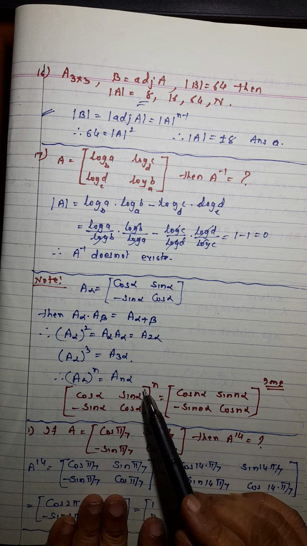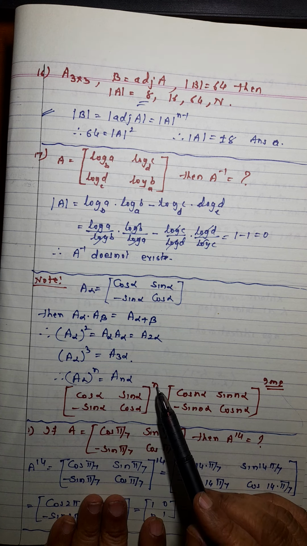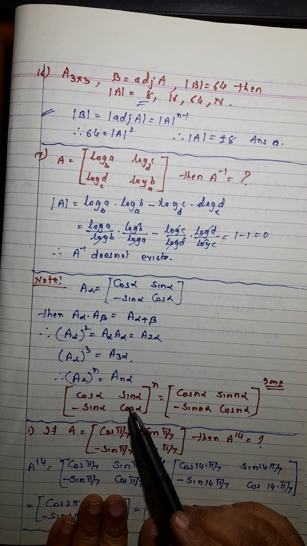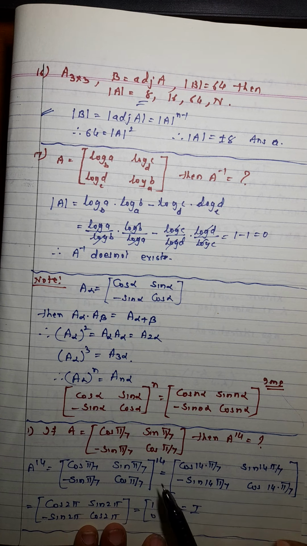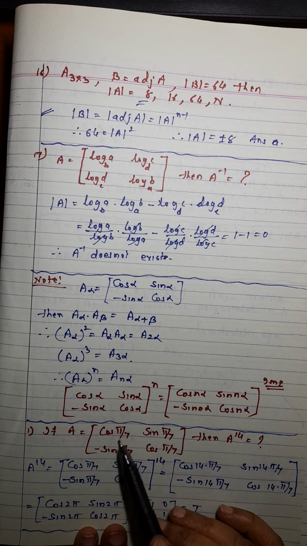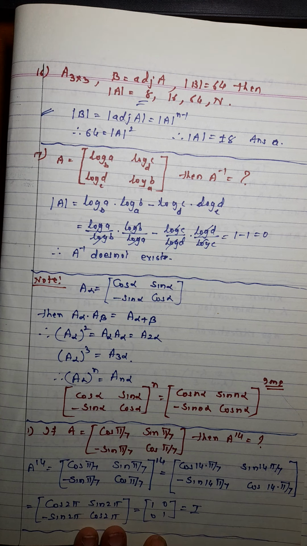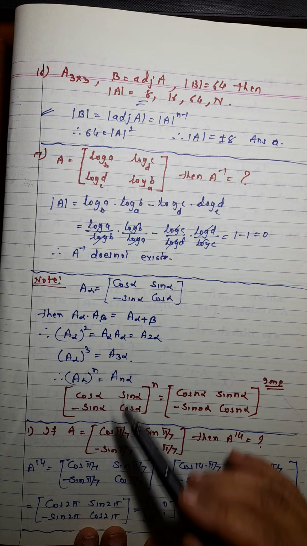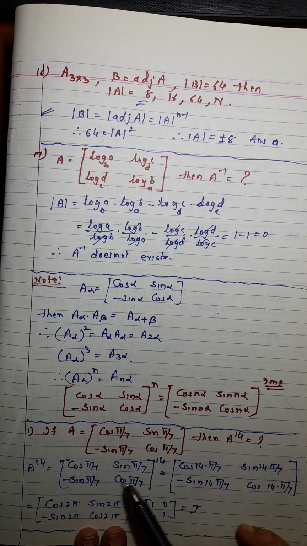If the question is asked to find out the value of this, don't multiply n times. This n will come here and the problem will become easy. This is taken from a paper. If A is equal to this, find A raised to 14. A raised to 14 will be raised to 14. Same matrix is there, so that 14 will come here with the angle.